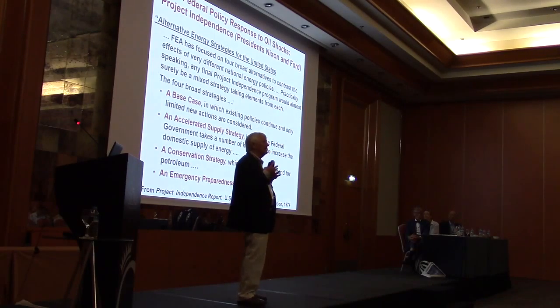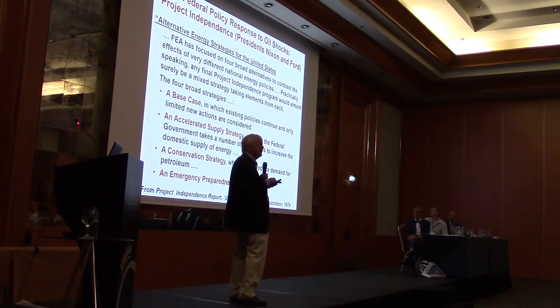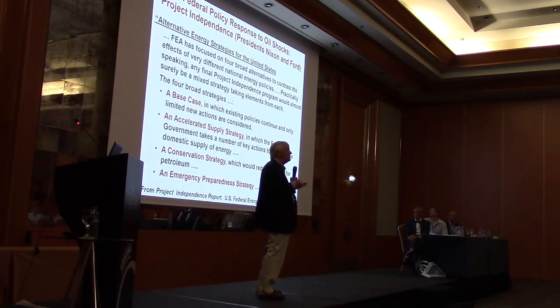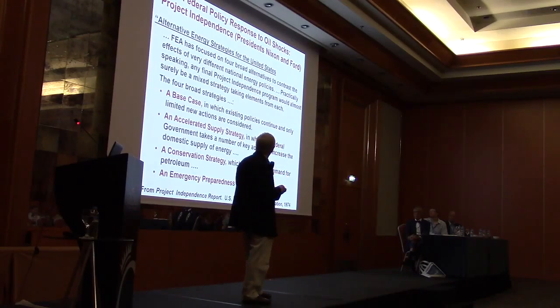government debated really three classes of strategies. One, accelerating supply, and these, by the way, are quotes from the Project Independence Report done in 1974. Accelerating supply, what they call conservation, I would now call efficiency, and emergency preparedness. They said, okay, we've got to do a combination of those two, with some notion that they would be equally, at least the first two, maybe equally important.